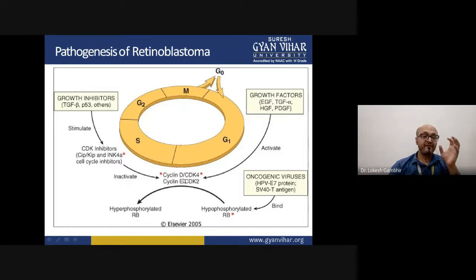But what is happening when we are talking about virus insult? See, oncogenic viruses, what are they doing? They will go and bind. Not the viruses actually, in fact the viral proteins will be responsible for this particular aberration.